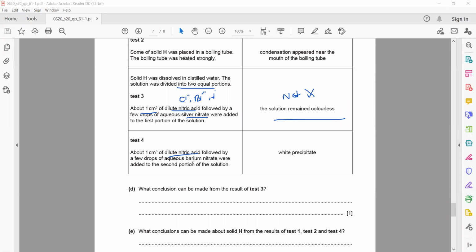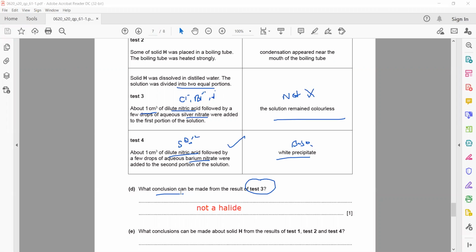Dilute nitric acid followed by barium nitrate. This is a test for sulfate ion. A positive result, a white precipitate, is due to formation of barium sulfate. So this confirms a sulfate ion is there. What conclusion did you make about test 3? Test 3, there is no halide.